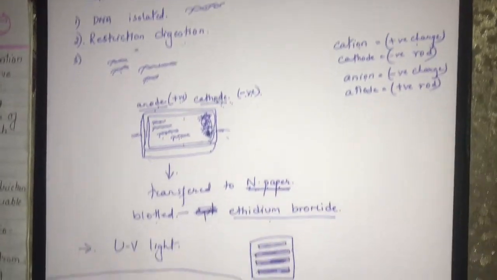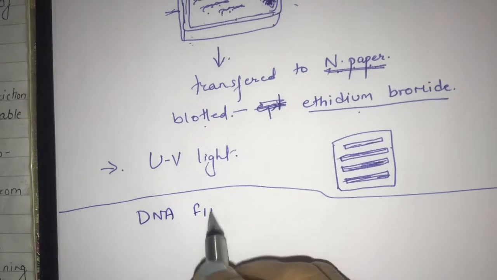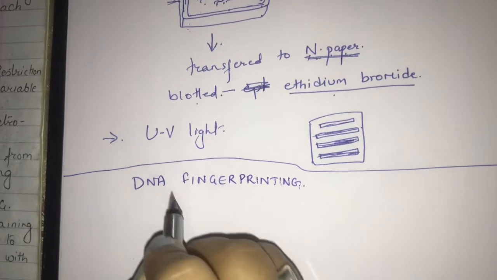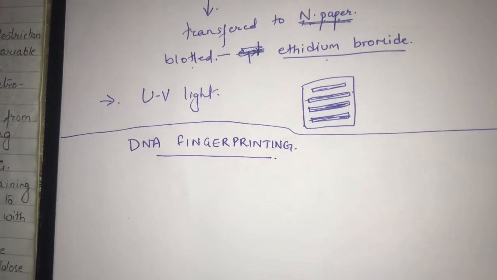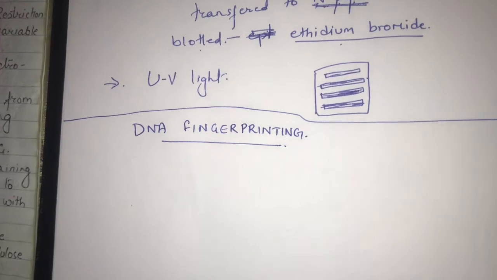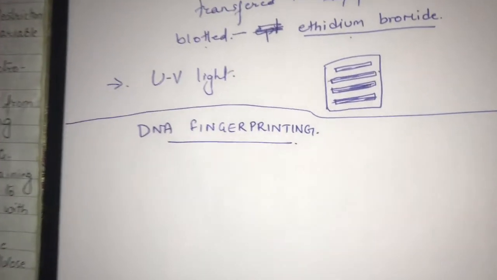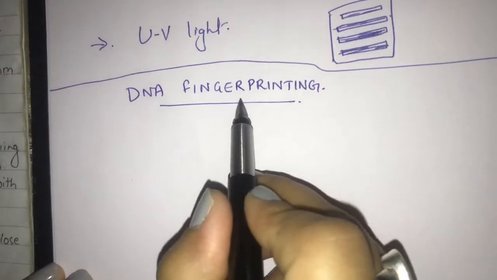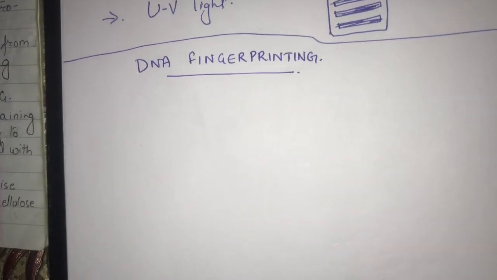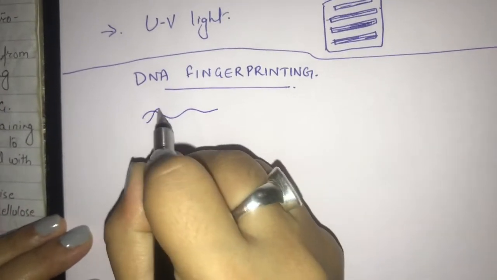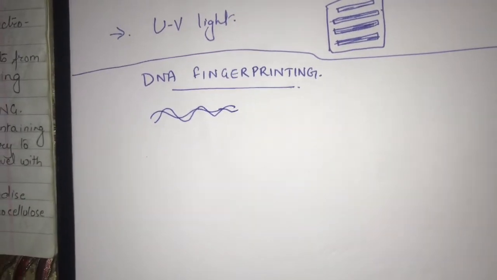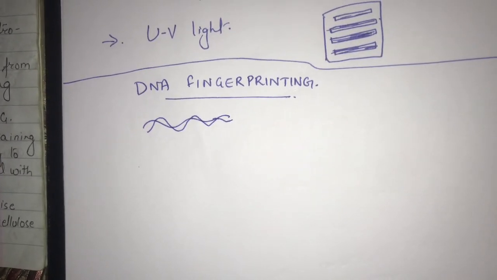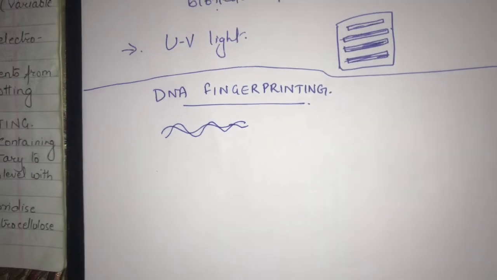Now, the next we have is DNA fingerprinting. It is a technique of determining nucleotide sequence of certain areas of DNA which are unique to each individual. Nucleotide sequence is present in DNA, you already know that. So, in order to determine the type of nucleotide sequence in DNA which are unique to different individuals.